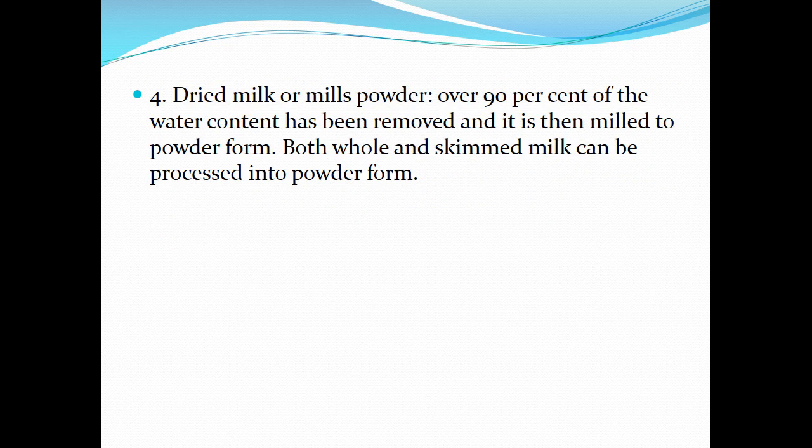The fourth type of milk is dry milk or milk powder. Over 90% of the water content has been removed, and it is then milled to powder form. Both whole and skim milk can be processed into powder form.